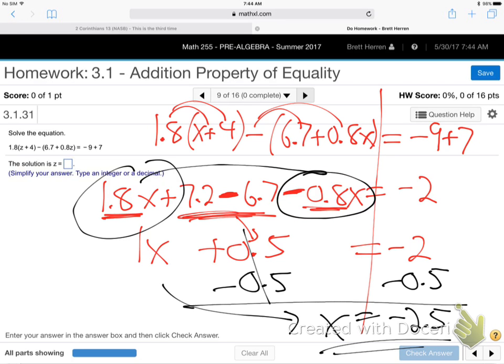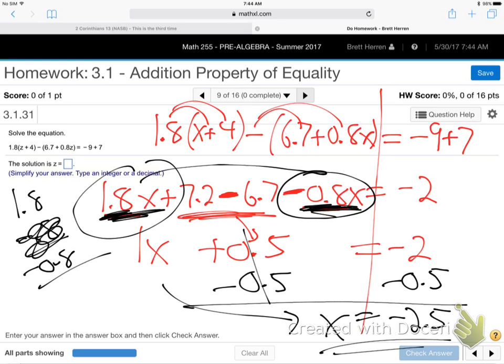So on your calculator, you would go 1.8 minus 0.8. So you subtract the numbers in front of the x's. Since they both have x's, these are like terms. These are apples with apples, so to speak.